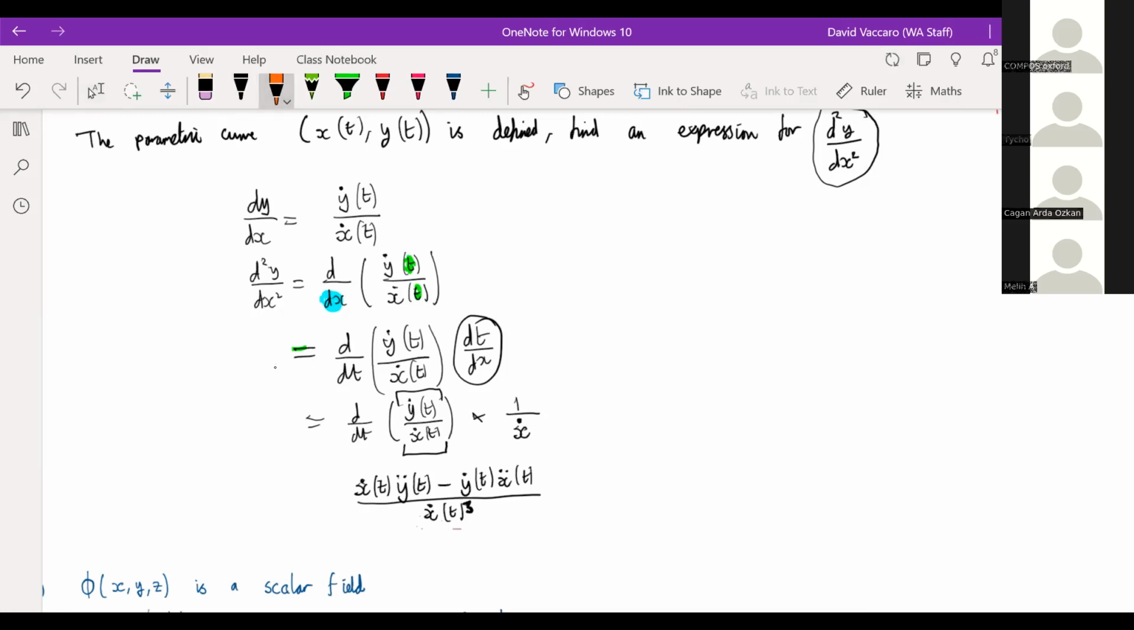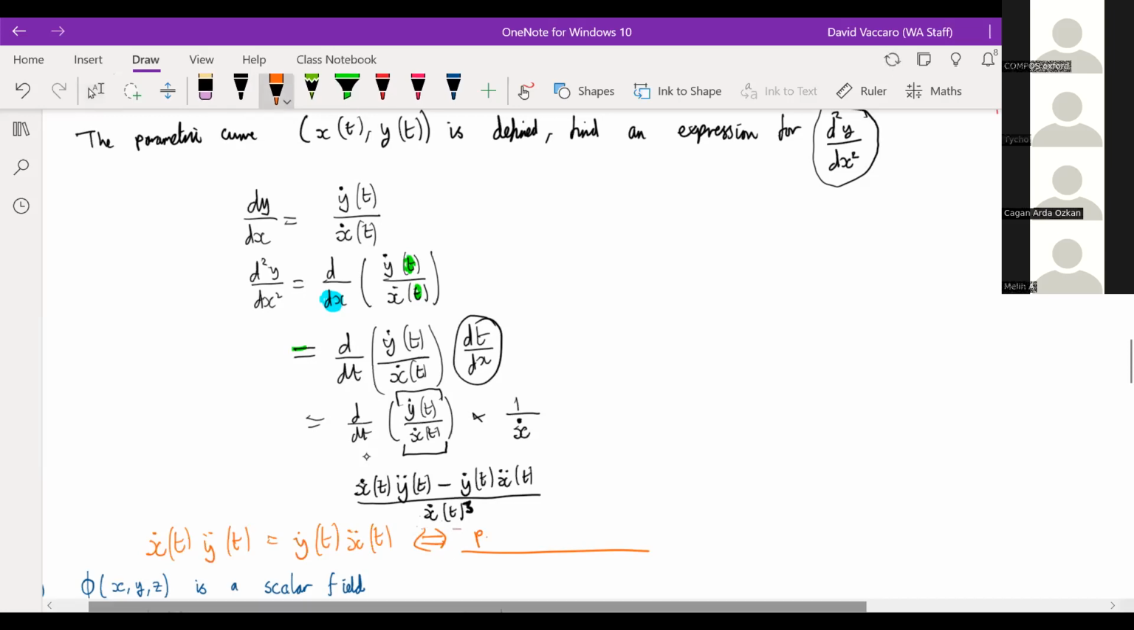So what condition is satisfied if x dot t y double dot t is equal to y dot t x double dot t? So this corresponds to a point where the second derivative is 0, and we say that a point where the second derivative is 0 is a point of inflection. And I'll let you physicists ponder what that tells me about velocity and accelerations and stuff like that. Right.